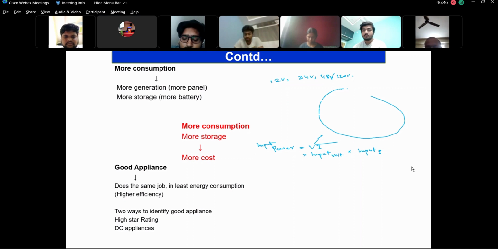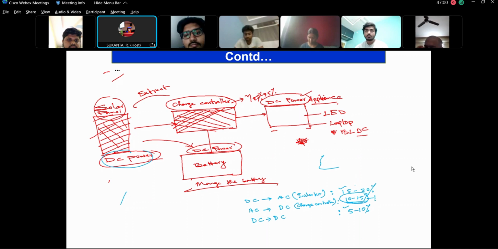Okay. So for the charge controller, the efficiency is 85 to 95%. So there we are talking about this one. If it is 85 to 95%, then 5 to 15 percent losses are there. Please note it down.